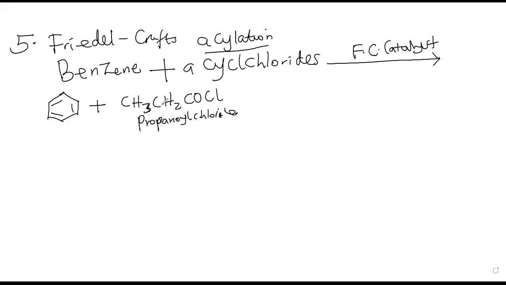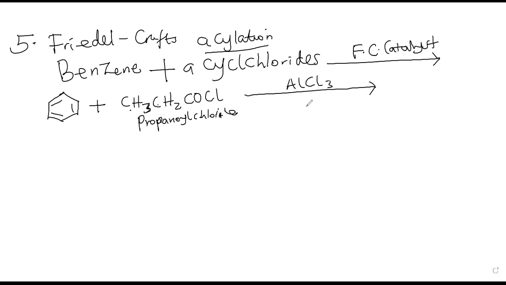So you count the carbons, 1, 2, 3. If there are 3, then it is propanoyl. If there are 2, ethanoyl. If there are 4, butanoyl. So you add an acid chloride in presence of a halogen carrier, maybe aluminum chloride.